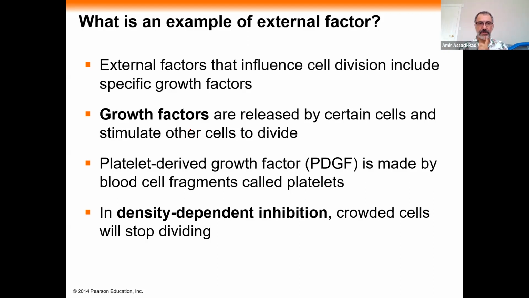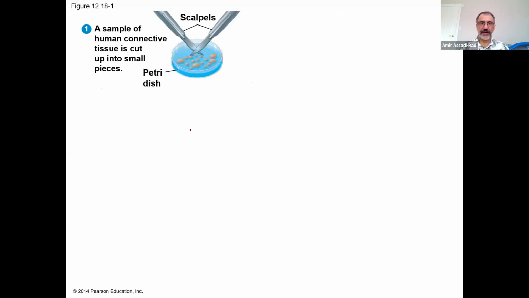Here we go. I said that. Platelet-derived growth factors are PDGF, and platelets are little protein fragments of cells, well, they're proteins as well. The fragments of the cells that allow blood clotting to occur in your body are made by blood cell fragments called platelets. In density-dependent inhibition, crowded cells will stop dividing.